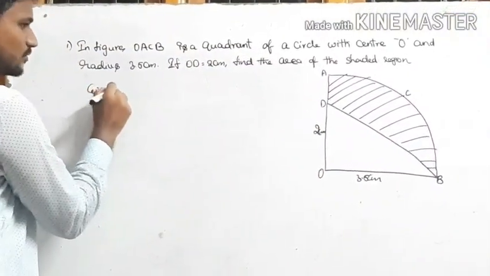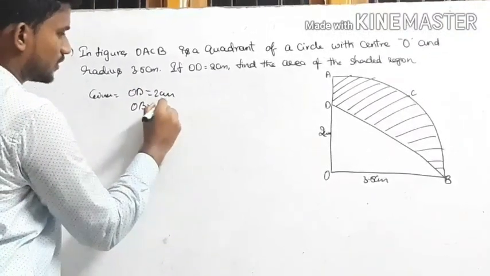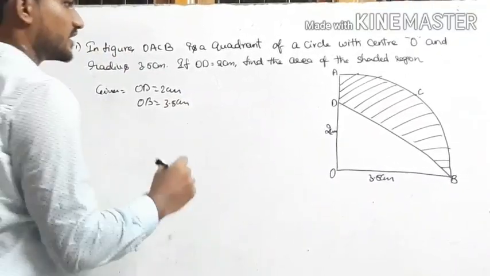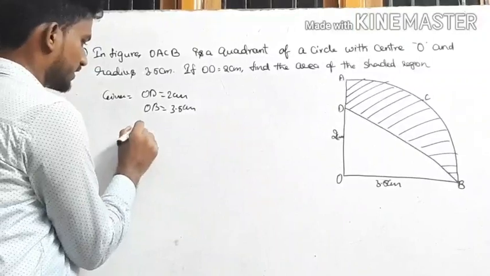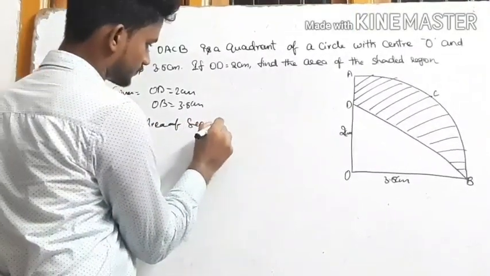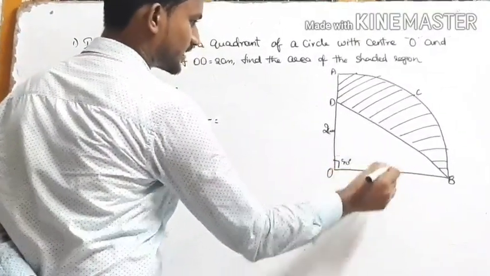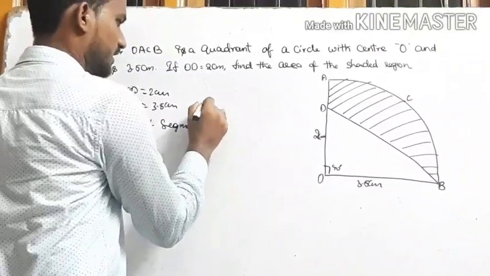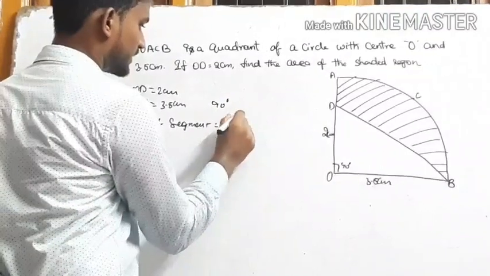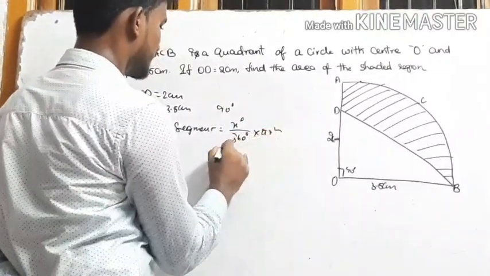Given OD equals 2 centimeters, OB equals 3.5 centimeters. We want to find the shaded region. First we want to find the area of the segment. This equals, it is 90 degrees. This is a right angle. It is 90 degrees. We want to find x degrees by 360 degrees into pi r square. It is the area of the segment.